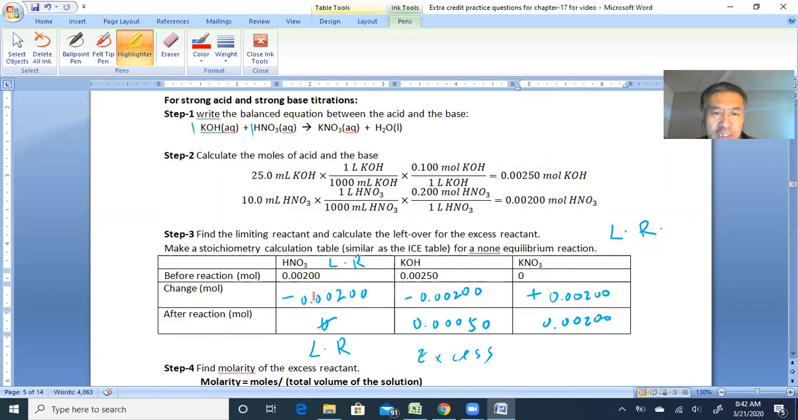We put them together, so the mole after reaction for the acid becomes 0. That's why it is the limiting reactant. And for the base, we subtract, and we have this much mole of the base in excess, or leftover. For the product, we have that, but this product is pH neutral, so therefore it does not matter for our calculation for the pH. So KNO3 is pH neutral.